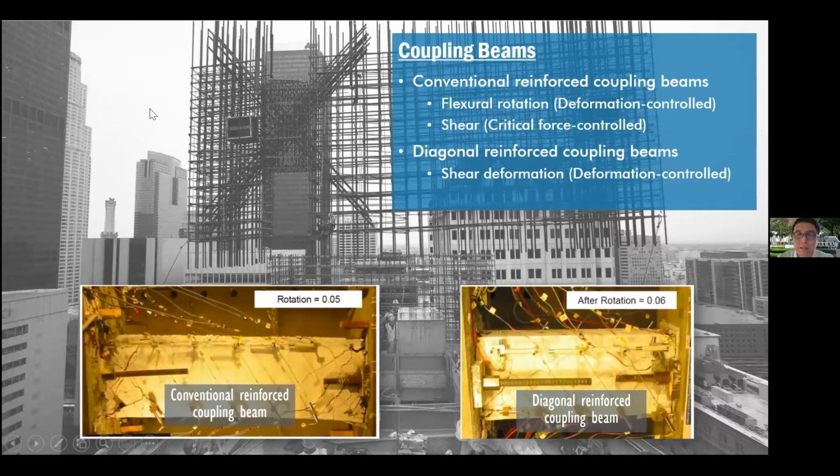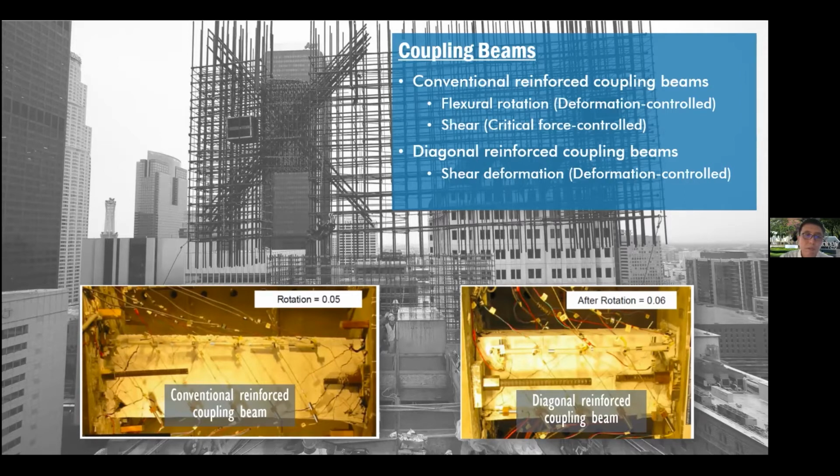Another component that we need to consider in the nonlinear model is reinforced concrete coupling beams, which couple the shear walls that we normally use in tall building projects. There are two types of reinforced concrete coupling beams. The first type is the conventional beam, and another type is the diagonal reinforced beam. For the conventional beam, we model it like a normal moment frame beam, flexure response is considered as deformation control and shear response is considered as critical force control. But in the diagonal reinforced coupling beam, we consider the shear response as a deformation control action.